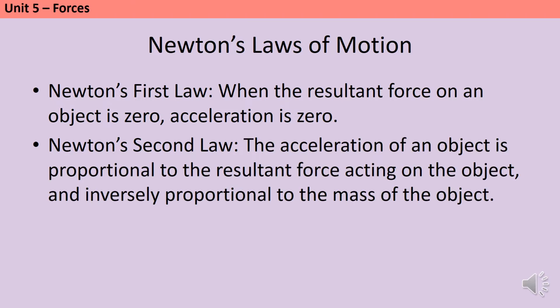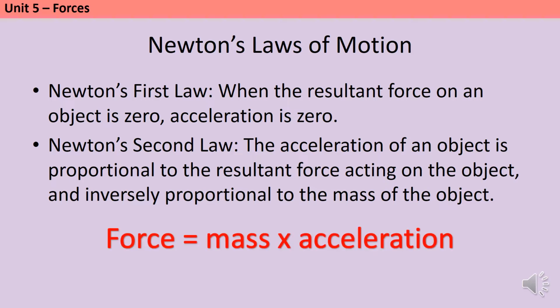Newton's second law actually tells us that the acceleration of an object is proportional to the resultant force acting on the object. So that means that if I double the force, I'll double the acceleration. And it's inversely proportional to the mass of an object. So that means that if I have an object that's twice as heavy, the same force will cause it to accelerate only half as much.